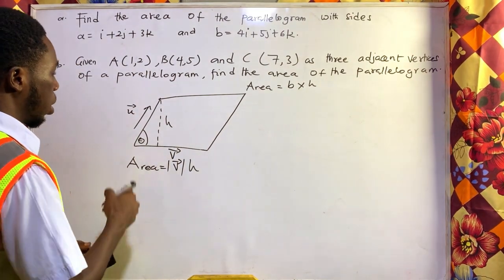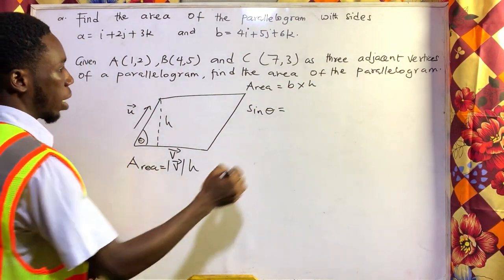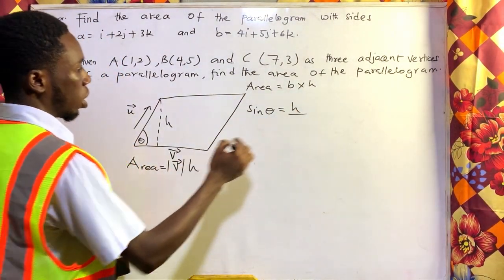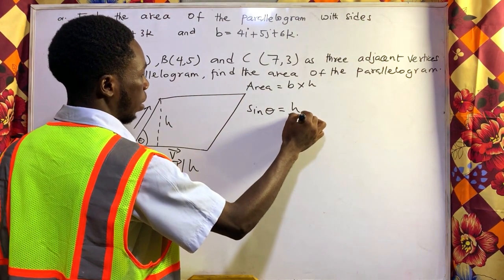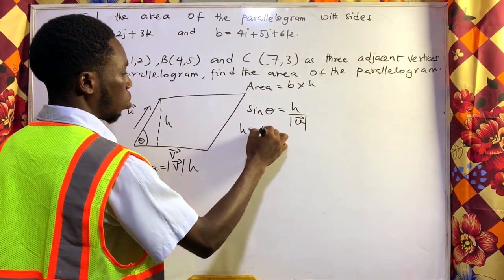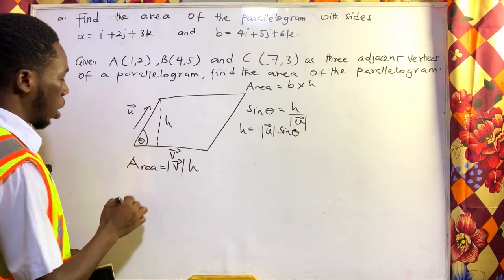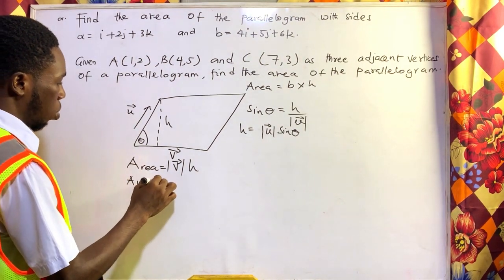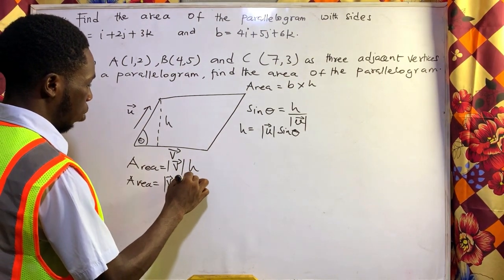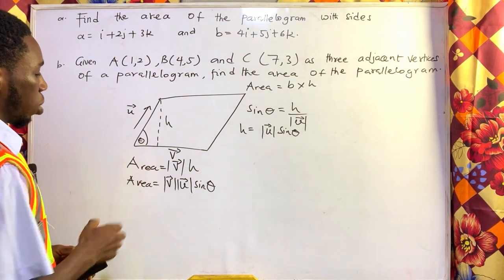Let's take sine of this angle theta here. We're going to have sine theta equal to the opposite side, h, over the hypotenuse, the magnitude of vector u. So h is equal to the magnitude of vector u multiplied by sine theta. We can substitute that here, so the area is equal to the magnitude of vector v multiplied by the magnitude of vector u and sine theta.